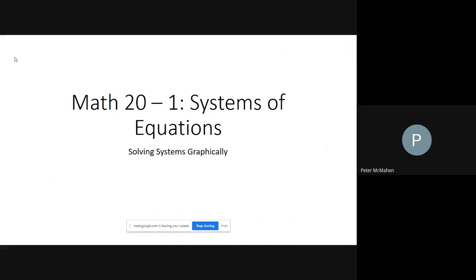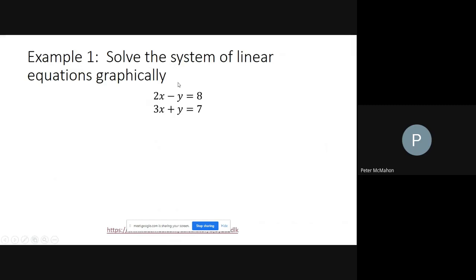So this unit, we're going to be expanding our practice, except instead of just doing linear equations, we're going to have quadratic equations in as well. So first example, what we're going to do is a bit of review from Math 10C, and we're just going to solve this system graphically. So we have 2x minus y equals 8 and 3x plus y equals 7. This is a system of linear equations because this is a linear equation and this is a linear equation over here as well.